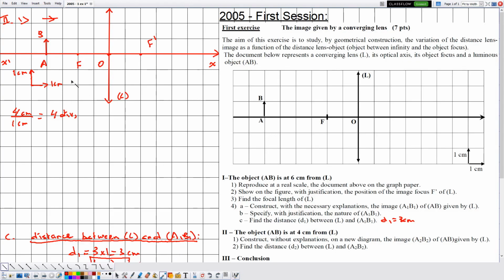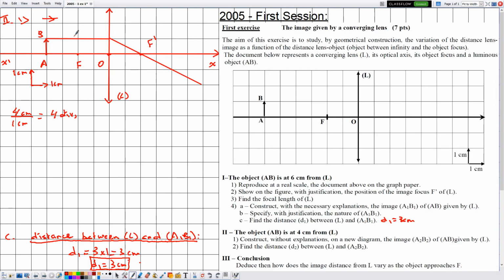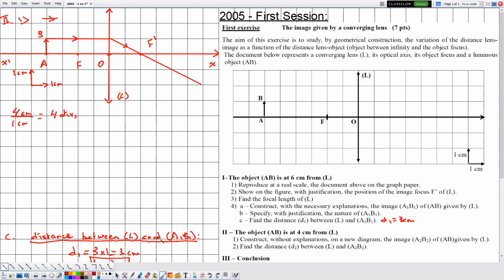In order to do so, we need to consider 2 incident rays issued from B. The first one that we'll consider is parallel to the optical axis. We know that this ray will emerge passing through the image focus like this. And we don't forget arrows on light rays that indicate the direction of propagation of light, which is from left to right. And the second ray that we'll consider is passing through the optical center. We know that it will emerge without deviation.